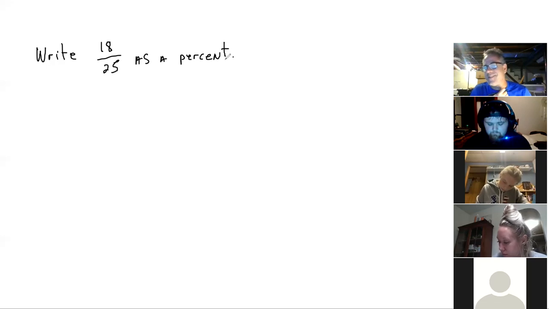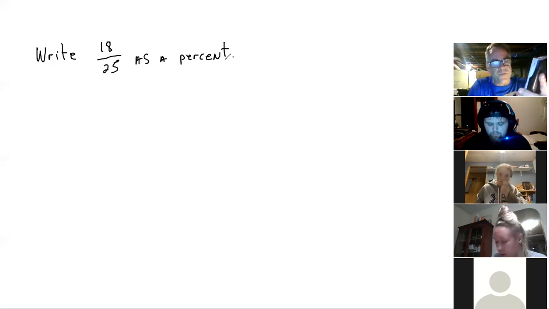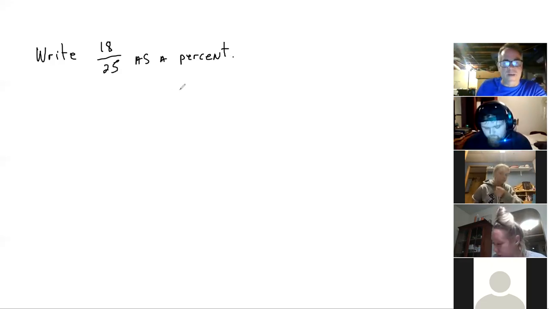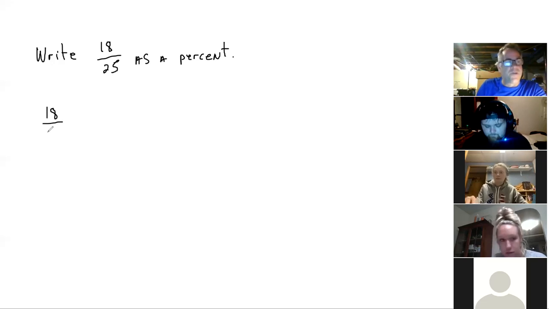All right, so the easiest way to do this one is to get your calculator and go 18 divided by 25. This is the simplest way to do it. So I literally on my calculator punched in 18, hit divide by 25. And what this gives me is the decimal form of this fraction. It gives me 0.72.